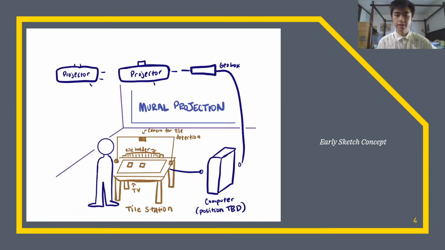So this is just a very early sketch of what we wanted out of the project. As you can see, the computer contains the virtual environment. It is connected to the projector, which projects the virtual environment onto the wall, and it is also connected to a table. And that table, whatever is done on it, will be sent to the computer and projected onto the virtual environment.